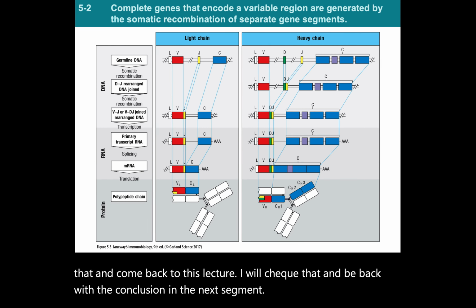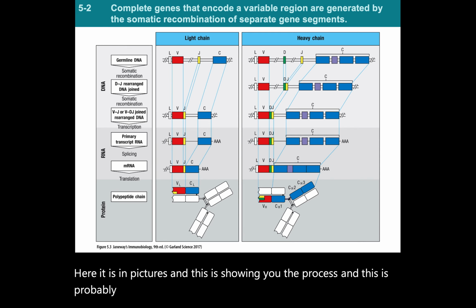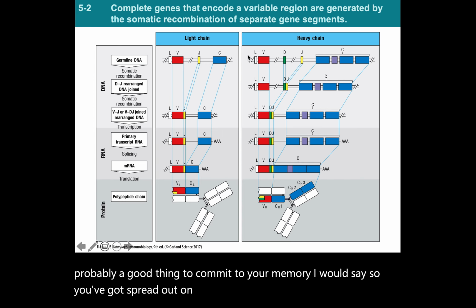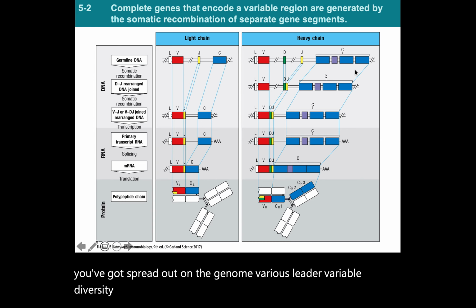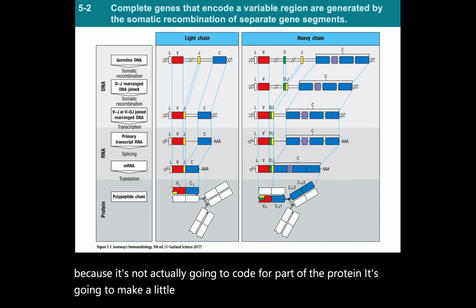All right, so here it is in pictures, and this is showing you the process, and this is probably a good thing to commit to your memory, I would say. So you've got spread out on the genome various leader, variable, diversity, join, and constant regions. So we tend to leave the leader off because it's not actually going to code for part of the protein. It's going to make a little untranslated region before the variable region starts.